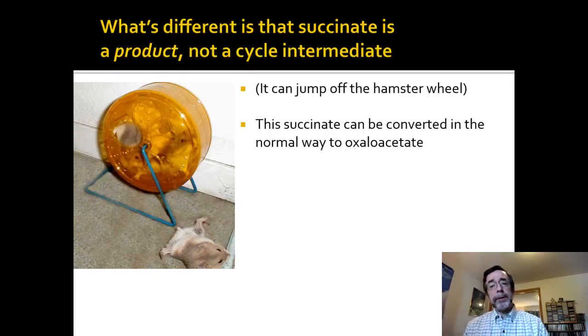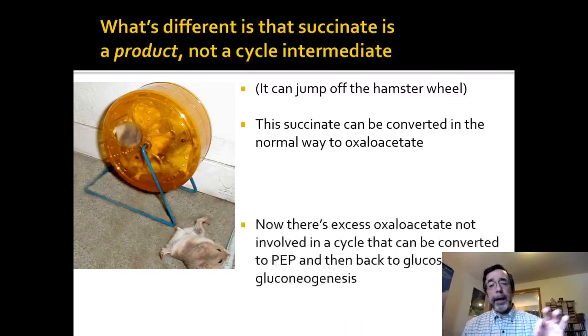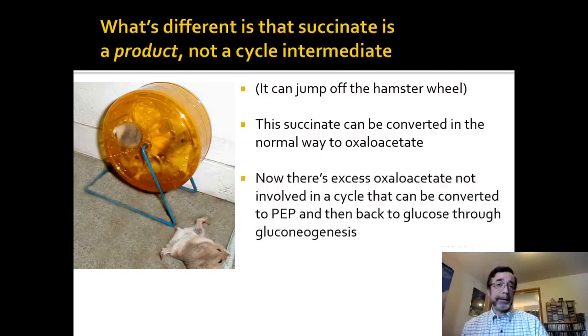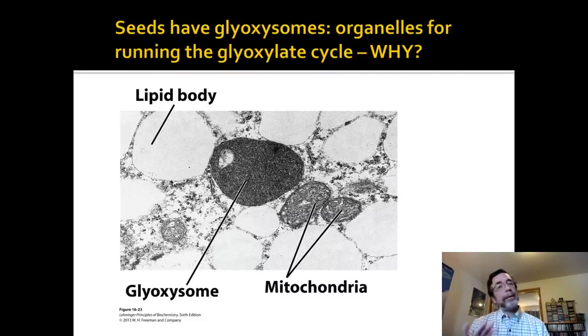So it can be converted in the normal way to oxaloacetate, but you have a net gain of it. And now you have excess oxaloacetate, and you can react that back to PEP, and you have a net gain of PEP. Then you have a net gain of glucose through gluconeogenesis. This is kind of a fine distinction, but this is what you get from biochemical reasoning. The fact that succinate is a product makes all the difference here.